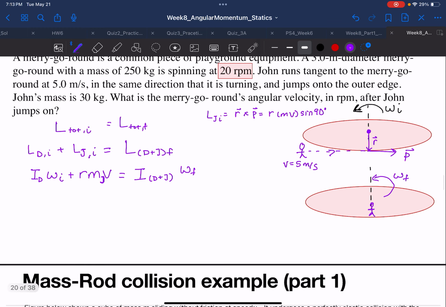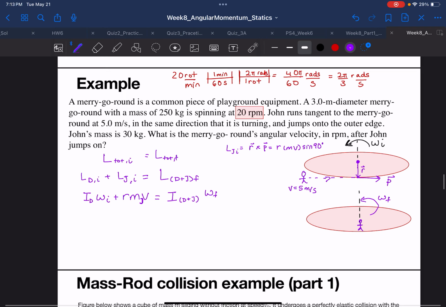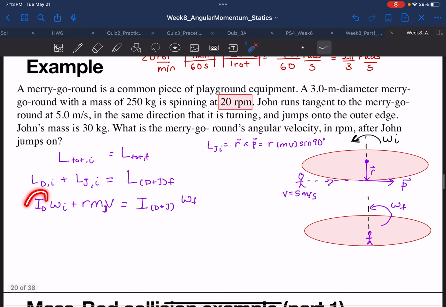Now to find the I of disk plus John, let's do each of them. We need to find I of the disk, and we need to find I of disk plus John.